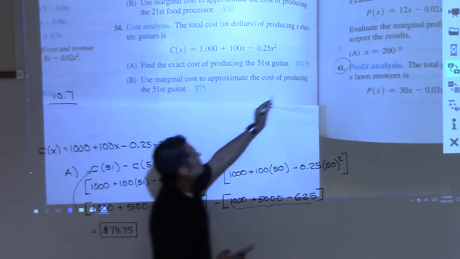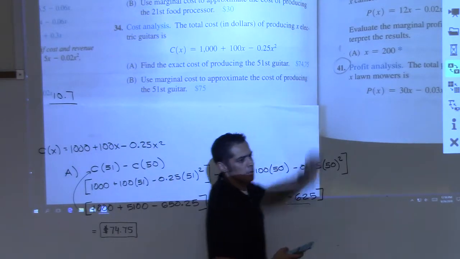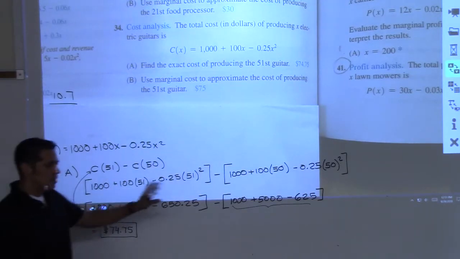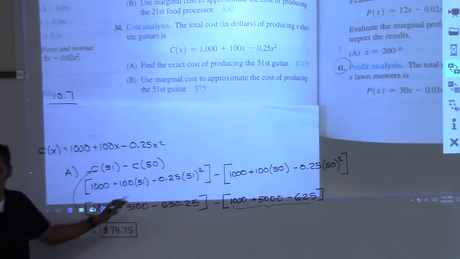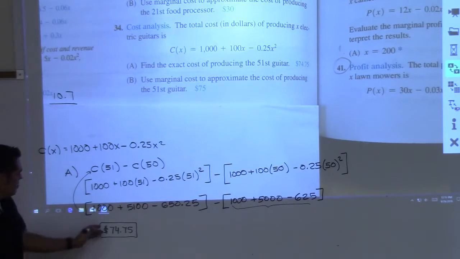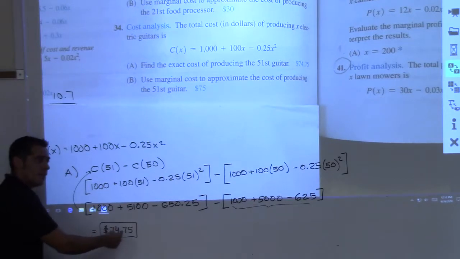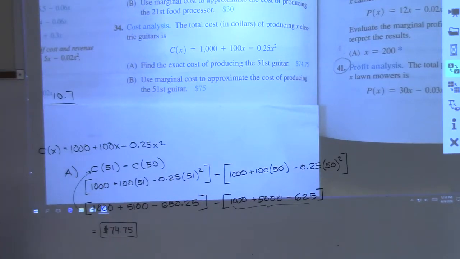You can see the answers are here in blue, all right? It's because I'm using the instructor copy of the book. So that's reassuring, right? But we had to do some calculations here, and there was some room for error. We could maybe miss a sign or mess something up. We get 74.75. So for this particular company, if they want to produce that 51st guitar, it's going to cost them $74.75 to produce that 51st guitar.